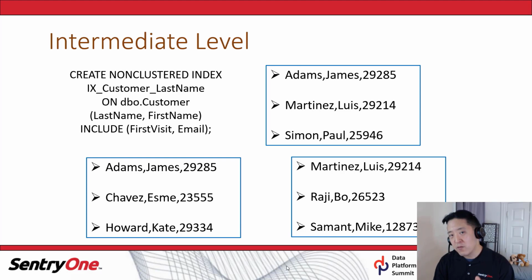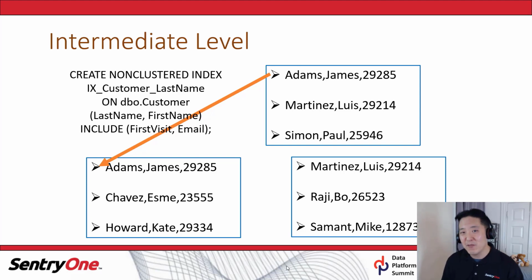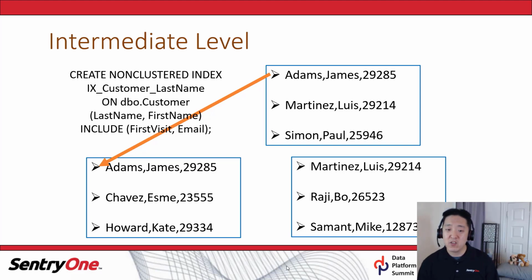And notice that the first value inside the root level, Adams James, is also the first value inside the first intermediate level data page. And then the second value in the root level is the first value in the next intermediate level data page. So these are essentially pointers. So we can use these to navigate.